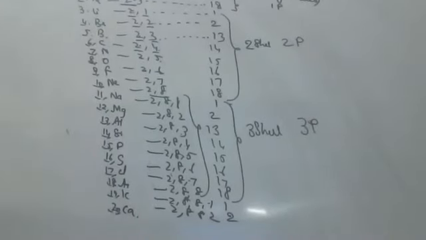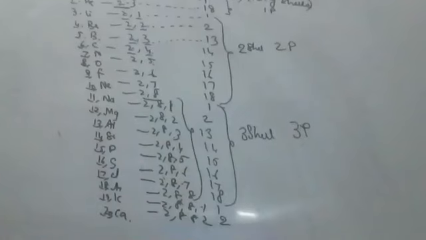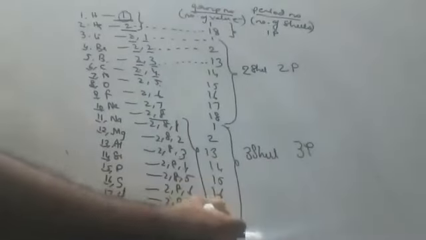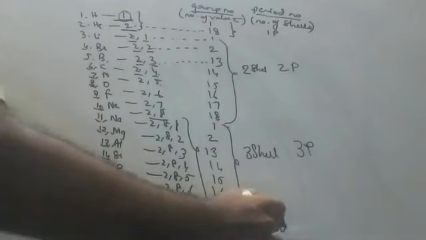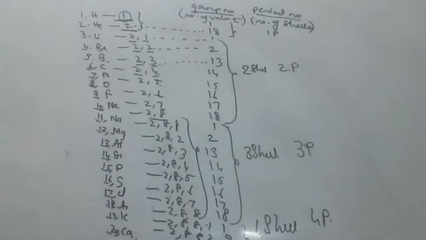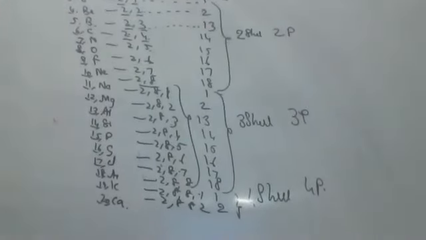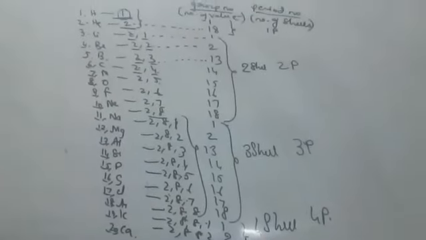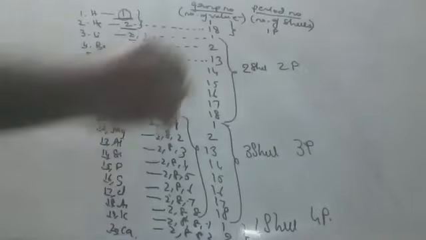And the last two elements, how many shells are there in the last two? 2, 8, 8, 1. 2, 8, 8, 2. Four shells are there, children. So they both have four shells, so they belong to the fourth period. This is how you write group and period. Group is equal to number of valence electrons. Period is equal to number of shells.